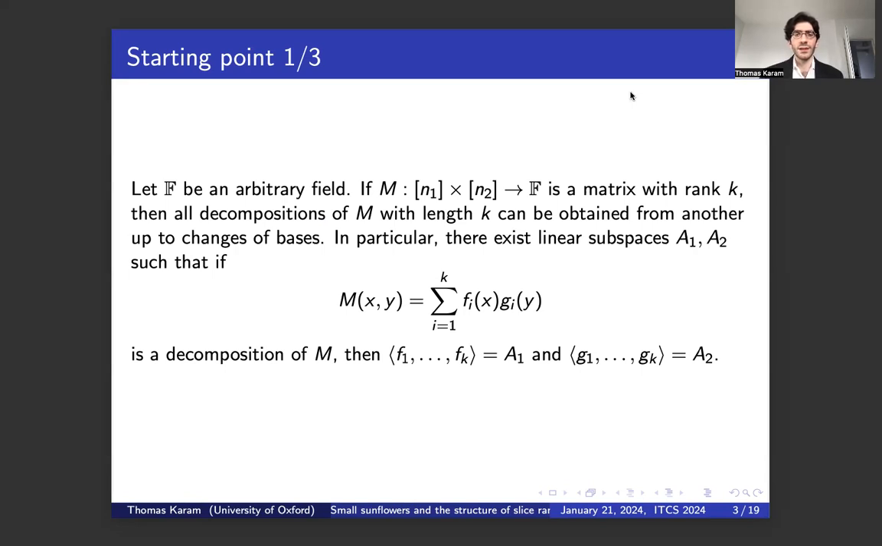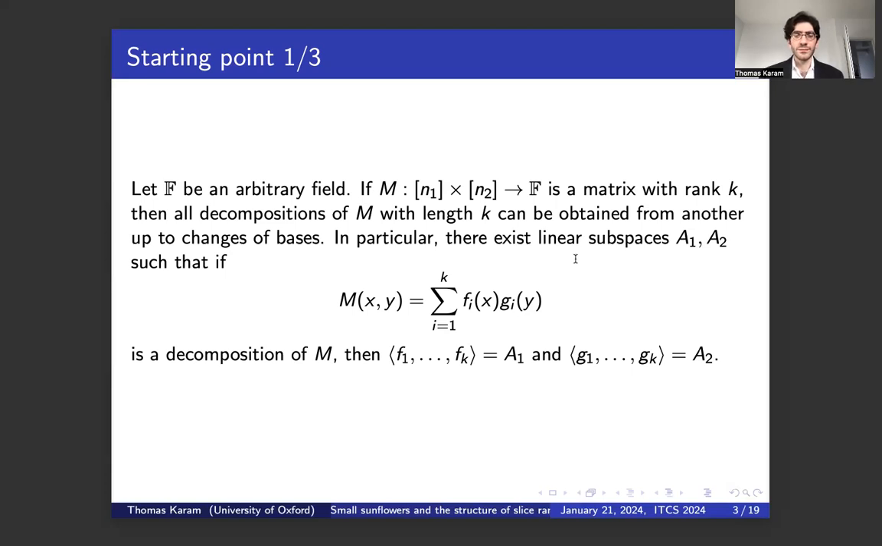Now, it's well known that if you have a matrix of some specified rank, then all decompositions of that matrix with minimal length are the same up to a change of basis. So for instance, if you take a decomposition here, as in that expression, you can take linear combinations of the F_i instead of the F_i themselves, and this gives you new functions F_i and new functions G_i, so it's possible to have more than one decomposition. But these decompositions are the same up to a change of basis, and there is a systematic way of moving from one decomposition to all decompositions.